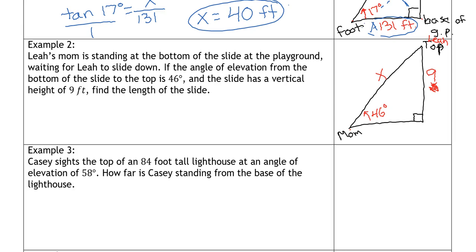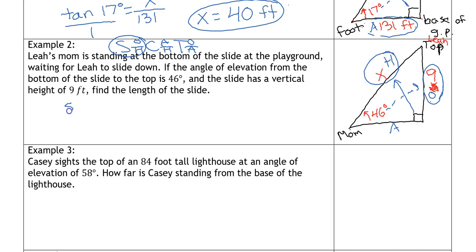So again, labeling O, A, and H. Across from my right angle is my hypotenuse. Across from my angle is the opposite, and my adjacent side. So I'm using my opposite and my hypotenuse. Opposite and hypotenuse is sine.